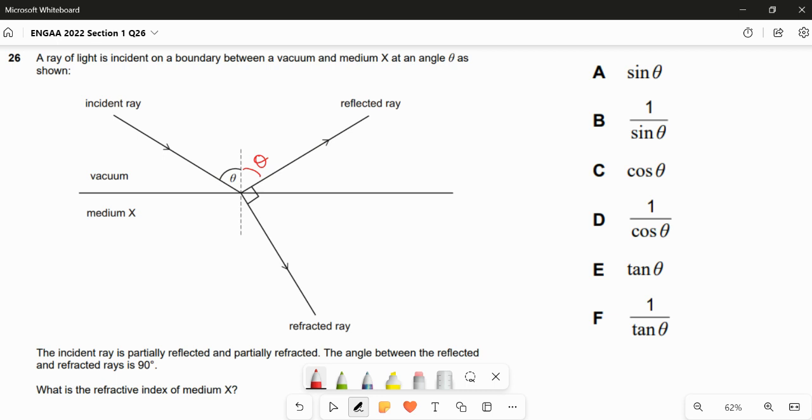So if we want to get the refractive index of the medium X, we're going to need to use the fact that n1, in the vacuum, which is just going to be 1, times sine theta will equal n, the refractive index in medium X, times sine of this angle. I'll call it theta 2. So we just need to find a relationship for theta 2 here.